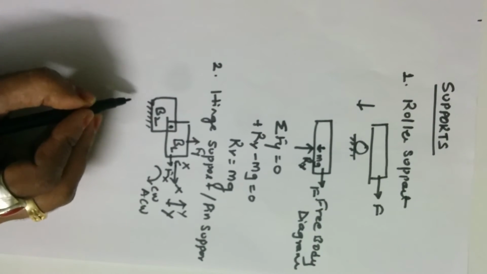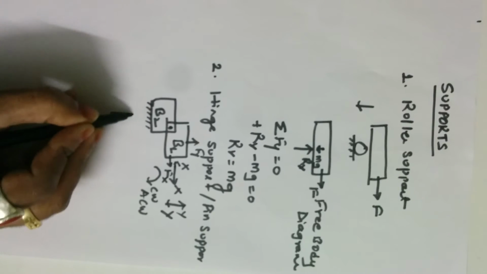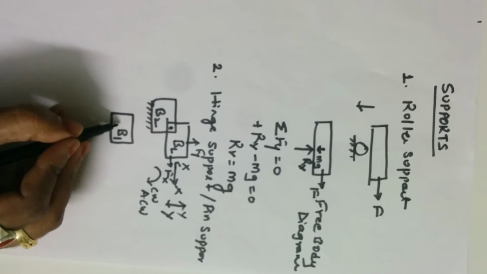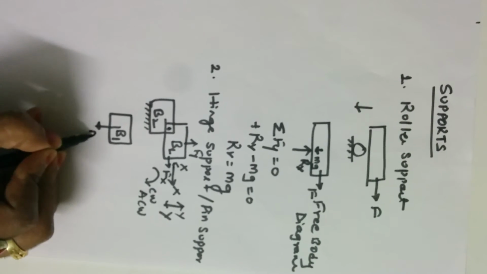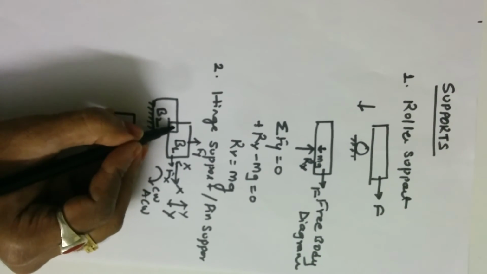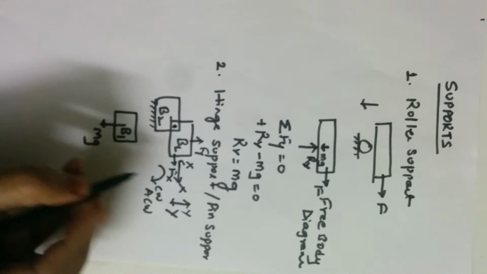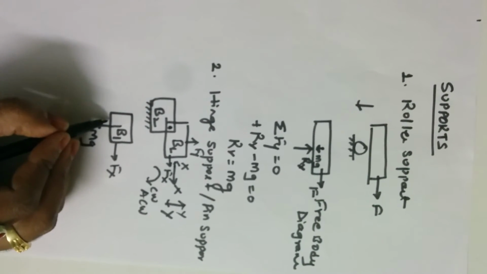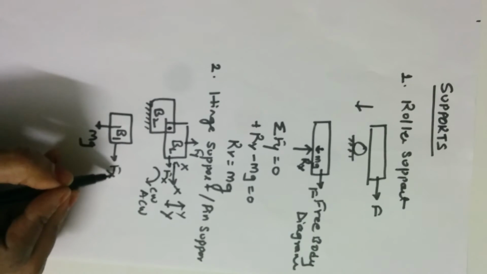Therefore, we can draw the free body diagram of body 1, and we can see that the weight of body 1 will act downward. Since we are applying the force in the positive x direction, the pin support will not allow the body to move in the positive direction.